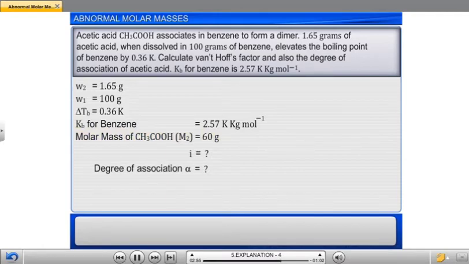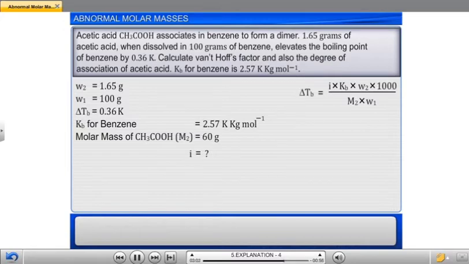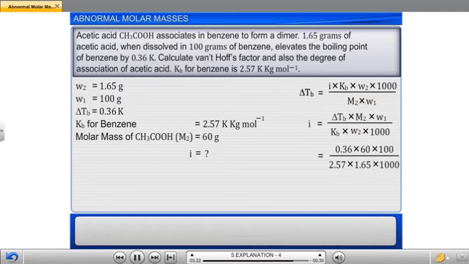Let us first calculate Van 't Hoff's factor i. Substitute these values in the modified equation for elevation in boiling point. Elevation of boiling point delta Tb is equal to i multiplied by Kb multiplied by W2 multiplied by 1000 divided by M2 multiplied by W1. On solving for i, we get Van 't Hoff's factor i is equal to 0.5093.